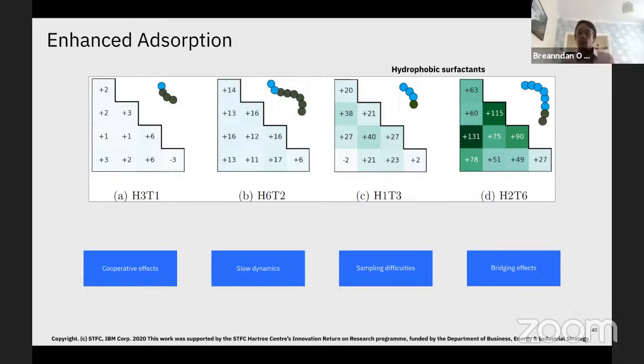Nevertheless, the fact that we do have that considerable increase in the number of adsorbed molecules per surface area, even more so than for the predominantly hydrophilic surfactants, means that bridging effects, as I alluded to earlier, are amplified or even stronger for predominantly hydrophobic surfactants.